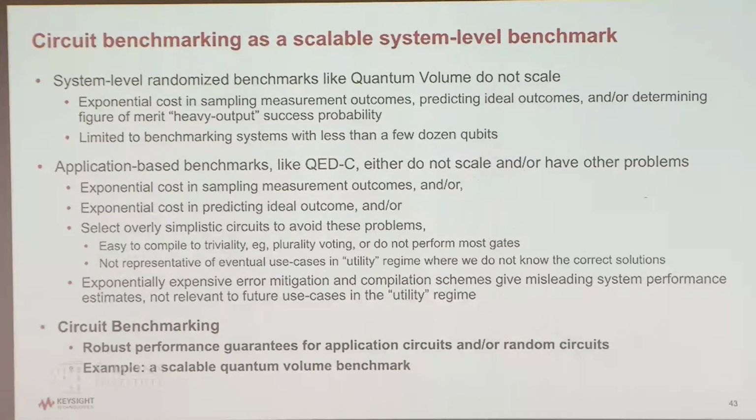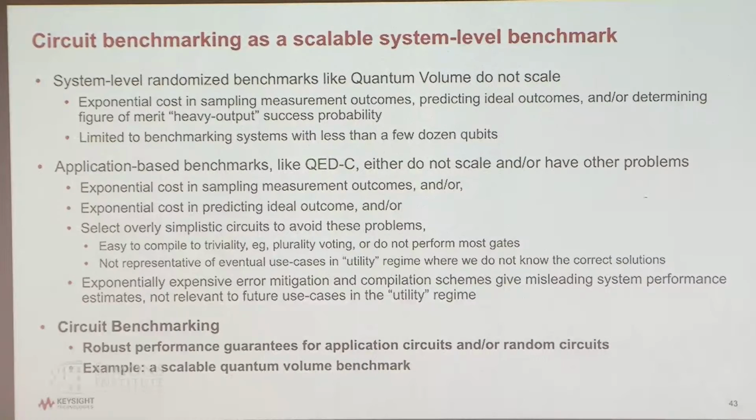So several randomized benchmarks like quantum volume do not scale. It's important to understand that several aspects of quantum volume just don't scale beyond 40 qubits or so. And so that's exactly in the uninteresting regime. And we're interested in benchmarking performance at the scale of hundreds of qubits and thousands of qubits. So we want system level benchmarks that scale up.